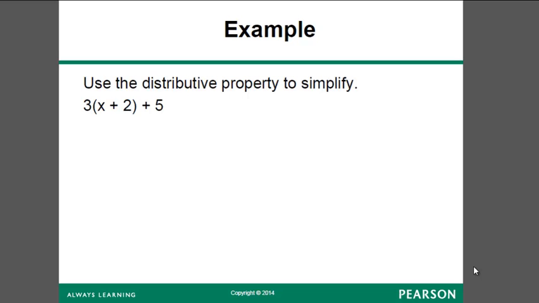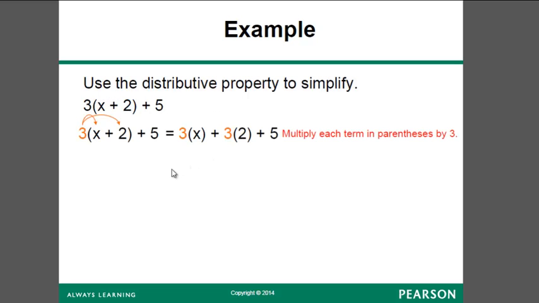Here, use the distributive property to simplify. Be careful here. Notice, the 3 is multiplied by the sum of x plus 2, and then I want to add a 5 to it. The 3 will be distributed to the x and the 2. It does not get distributed to this 5 because the 5 is not inside the parentheses. You stop at the end of the parentheses, as I have done here.